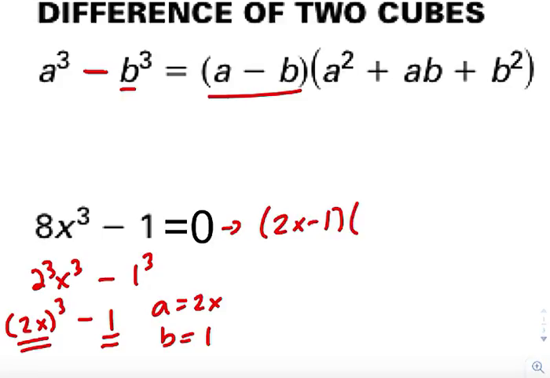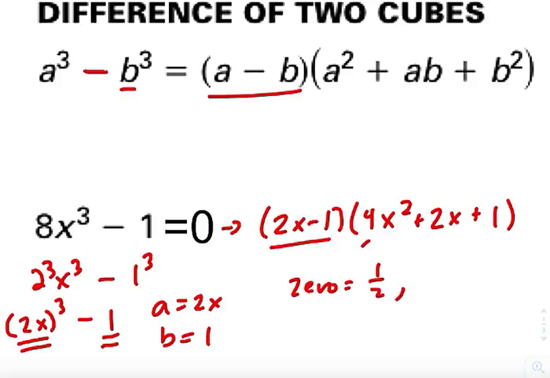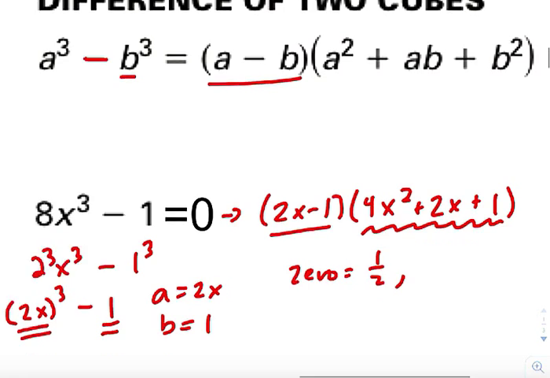A squared will be 2x squared, so it'll be 4x squared here, plus ab, so that'd be plus 2x times 1, which will just be a 2x, plus b squared, which will just be 1, because 1 squared is, of course, 1. Which gives us a really quick 0 here. That's going to be at least 1/2. And then you have to use whatever quadratic formula, factoring, whatever have you, to deal with that quadratic piece.